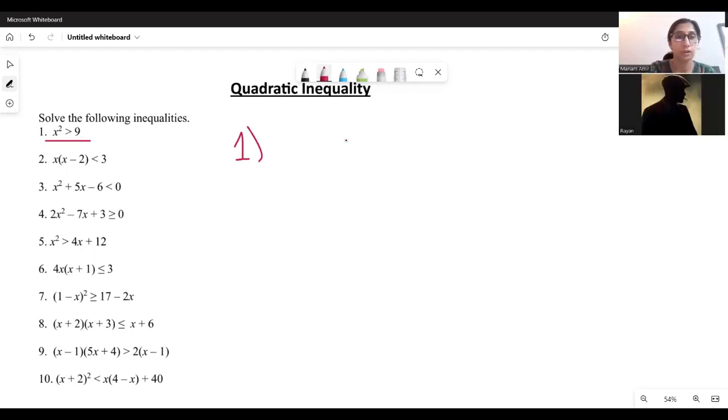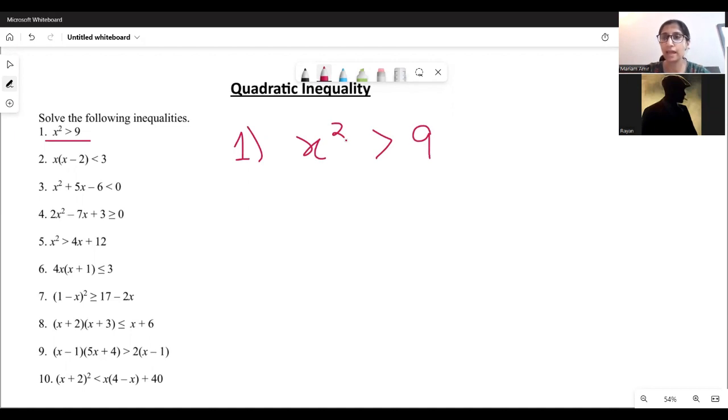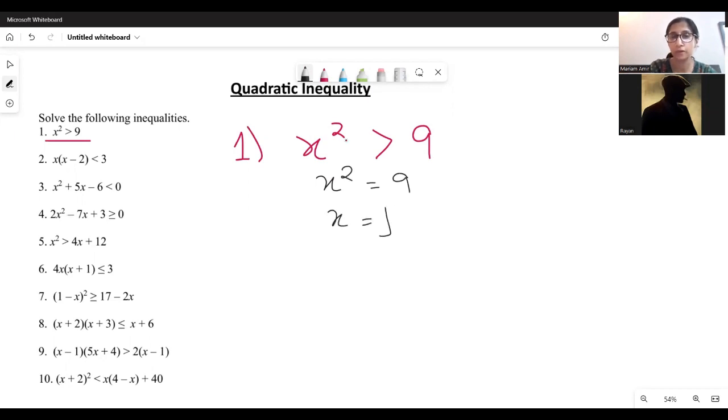Okay, so x squared greater than 9. First thing we do is get rid of the inequality symbol and treat it like a simple equation. So x squared equals 9, and then x equals square root of 9. So x equals plus minus 3. So these are the critical values.